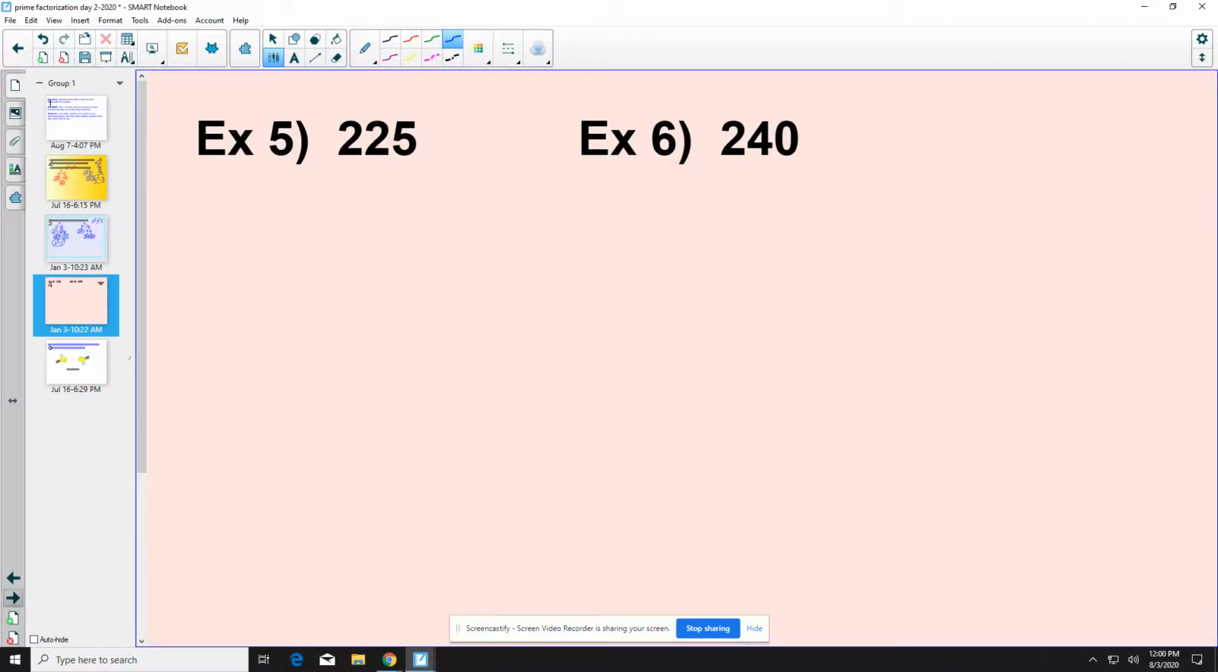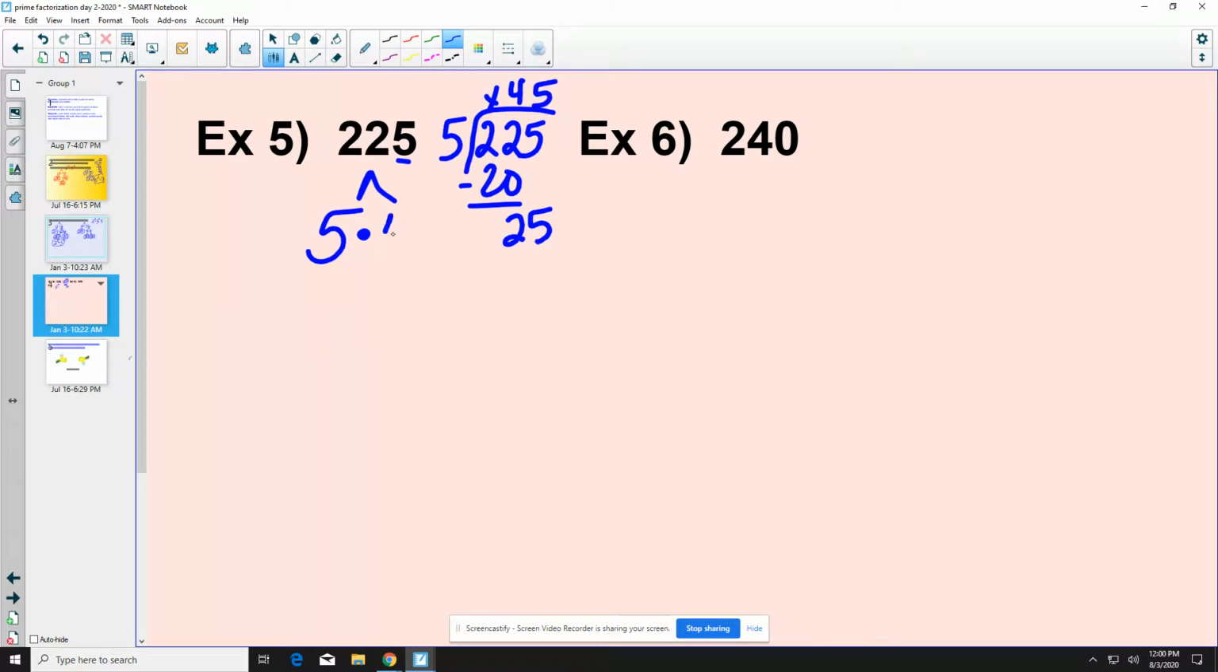All right, look at example 5. We're finding the prime factorization of 225. I am noticing that it ends in 5. So if it ends in 5, remember what goes into it. 5 does. Okay. Now what I'm going to do is go out to the side and take 225 and divide by 5. Let's see, 5 won't go into 2. 5 will go into 22 4 times. Subtract the 20, bring down a 5. 5 goes into 25, 5 times. So I'm noticing it's 5 times 45.